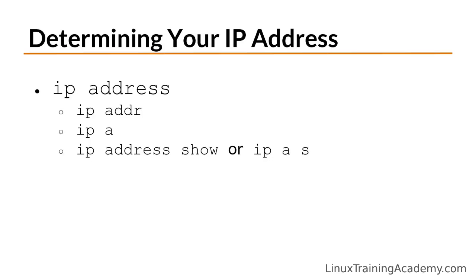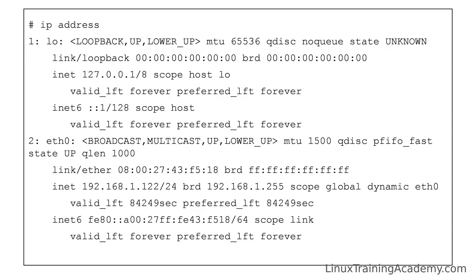To show your current IP address or to get a list of all the IP addresses in use on your system, run the ip command with the argument of address. With the ip command, you can use abbreviations. So instead of running ip address, you can run ip addr or even ip a. You can also be more explicit by running ip address show. Here is some sample output from the ip address command.